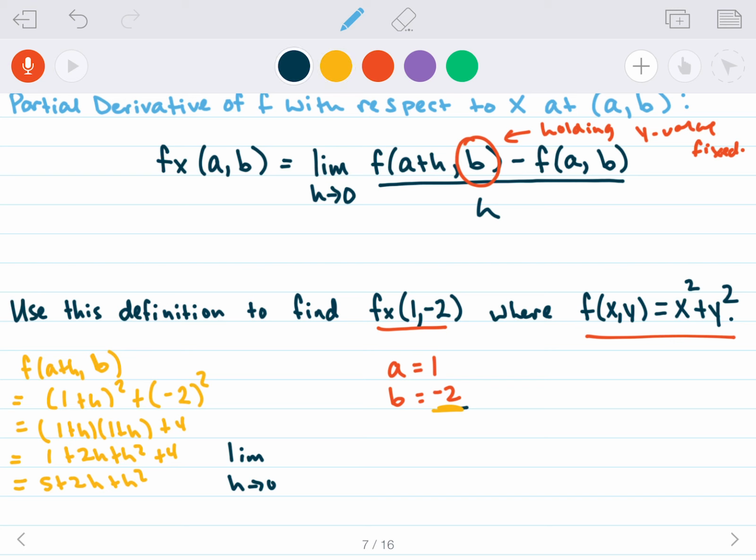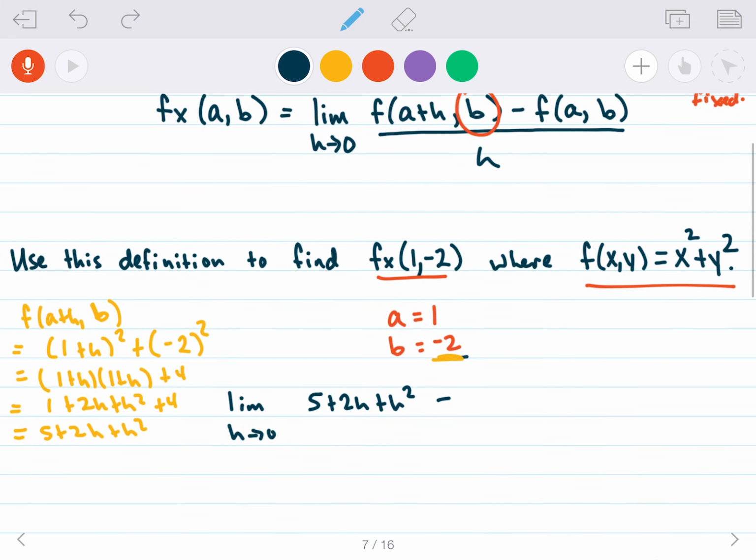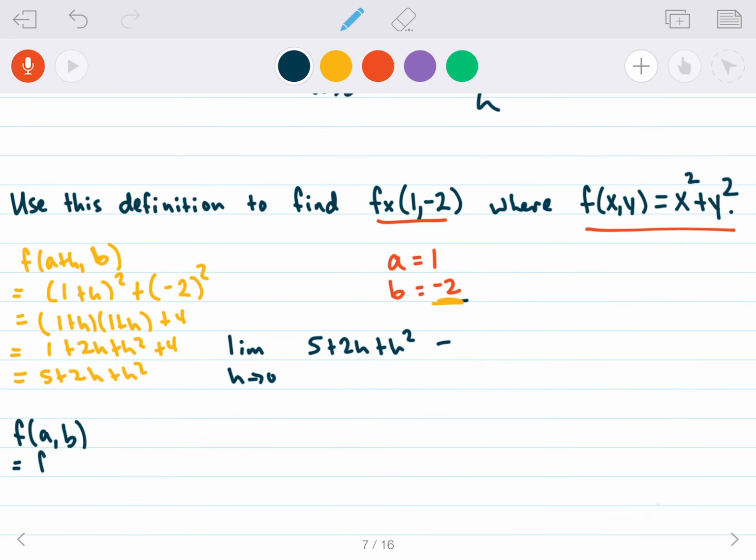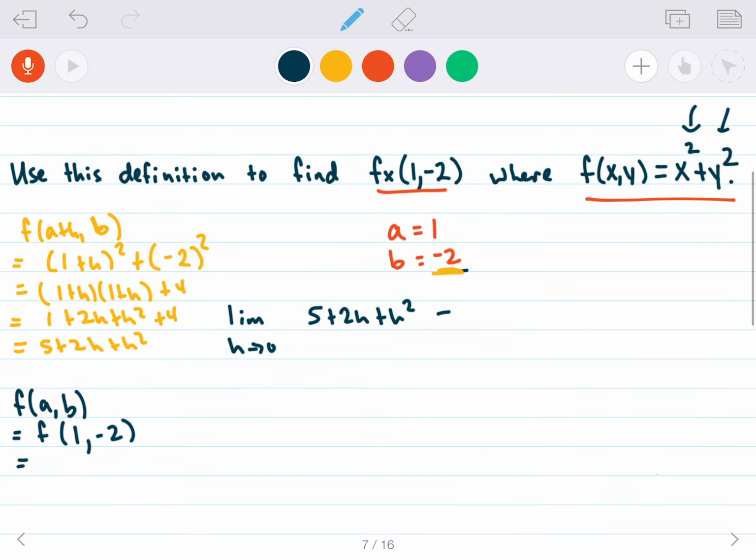Okay, so we have the limit as h goes to 0 of 5 plus 2h plus h squared, right, minus f of a comma b. Well, f of a comma b, we're just simply plugging in 1 for a and negative 2 for b into our function that we were given, our function with 2 inputs. Okay, so this is going to be 1 squared plus negative 2 squared, so this is going to be 1 and 4 make 5. Okay, and this is all going to be over h. And so these 5s cancel out. I can factor out an h on top.